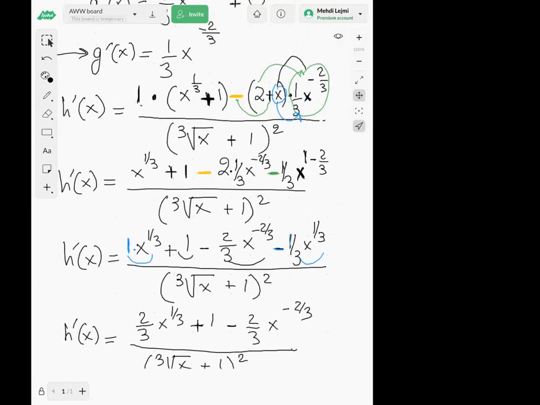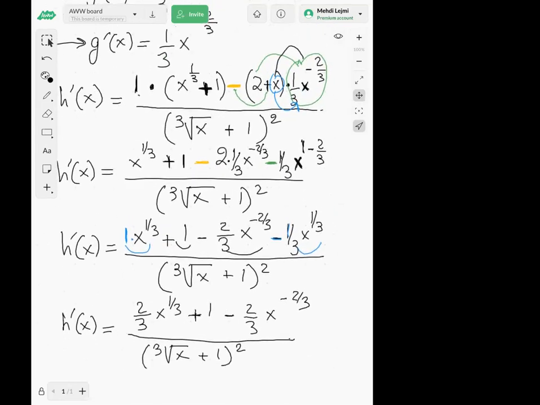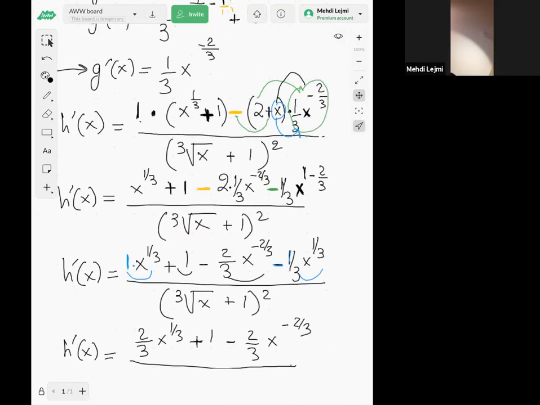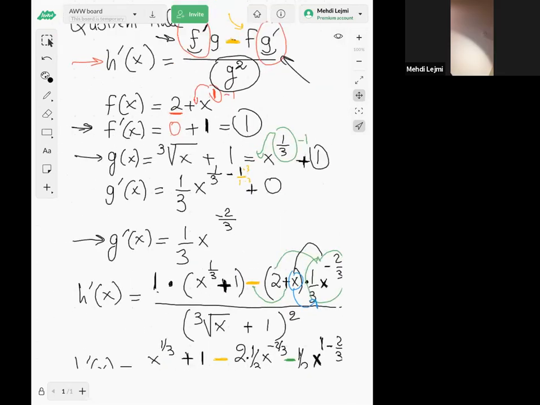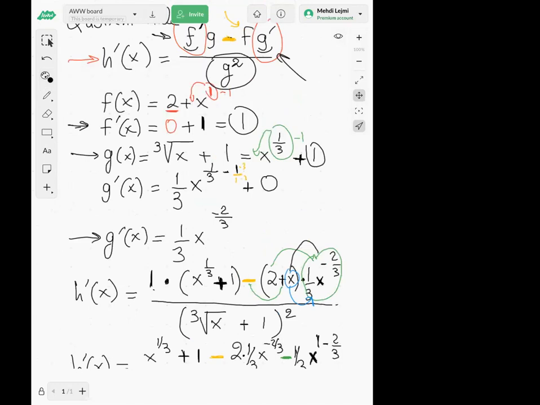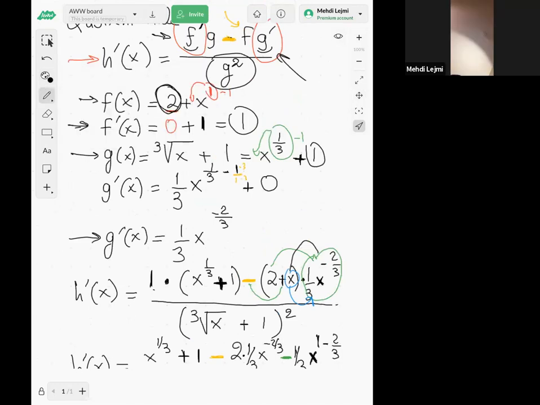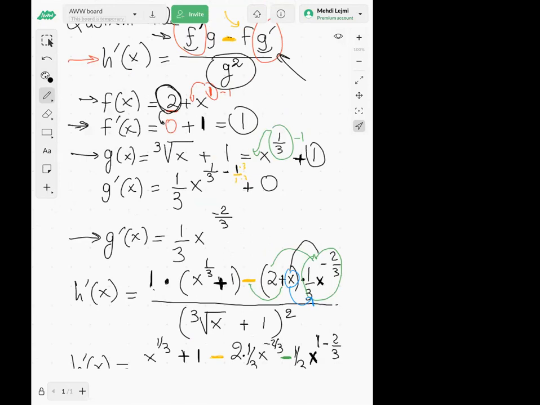Professor, you said when you have a constant, it's 0? Yes. Like here, the number 2. Like here, we have a constant, a number by itself. The derivative is 0. Yes. Yeah, absolutely.